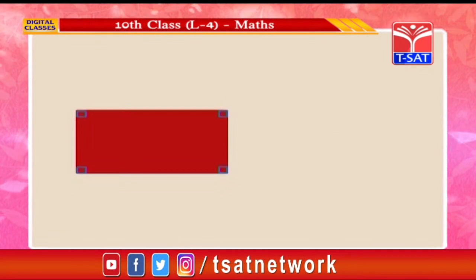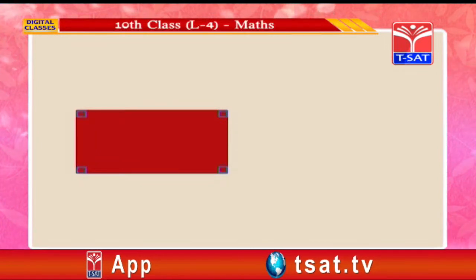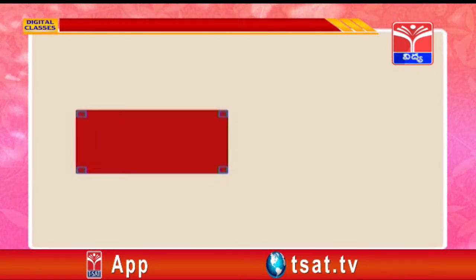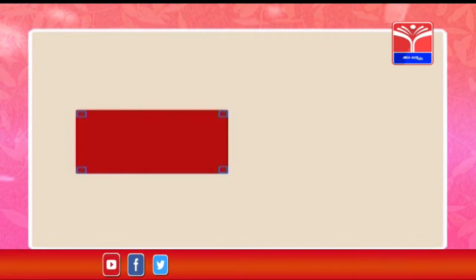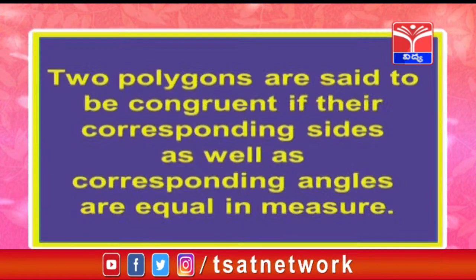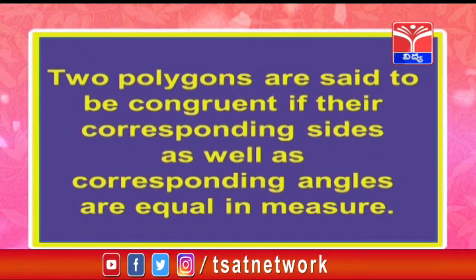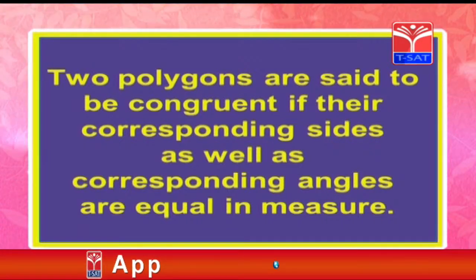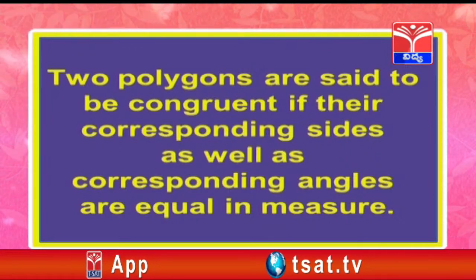Yes, they coincide with each other exactly. So, these two rectangles have their corresponding angles equal and their corresponding sides also equal. They are congruent. Hence, we can say, children, two polygons are said to be congruent if their corresponding sides as well as corresponding angles are equal in measure.